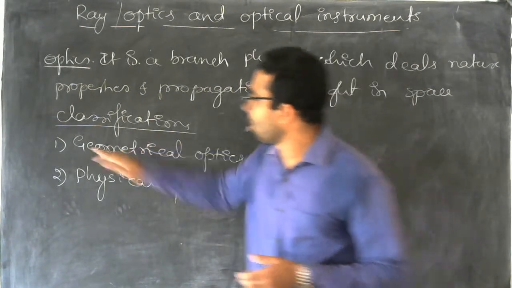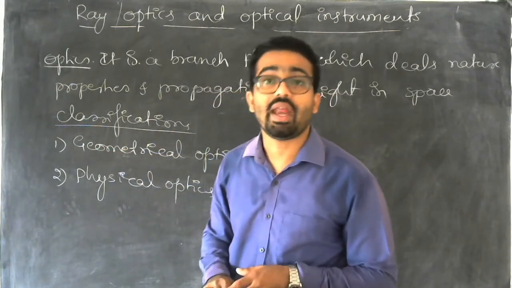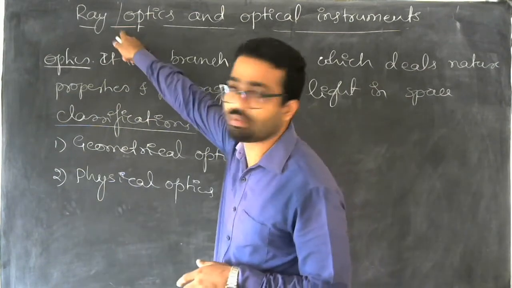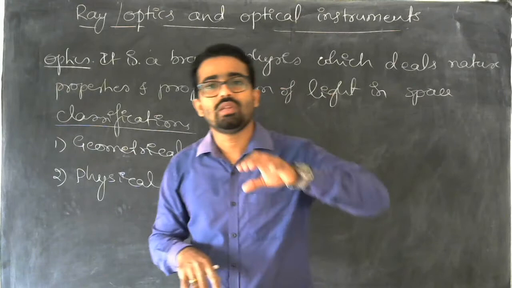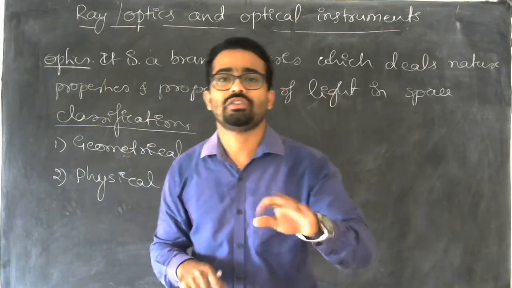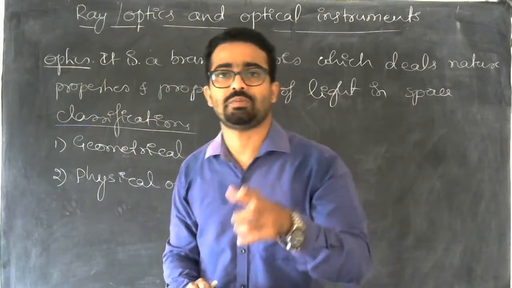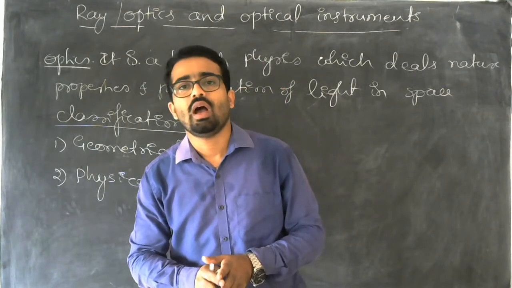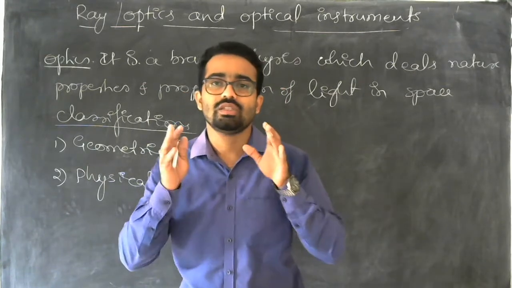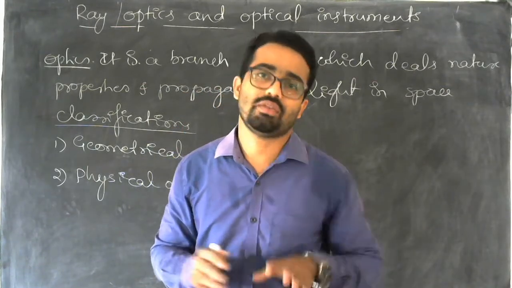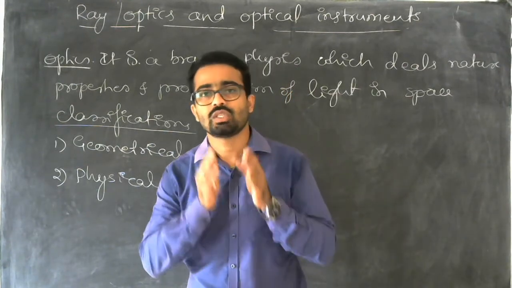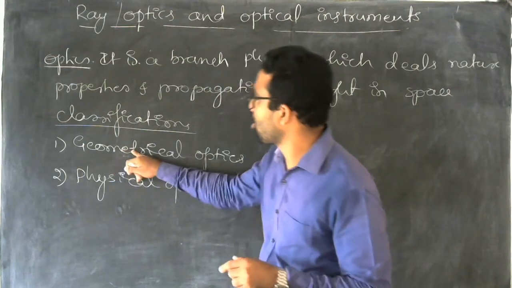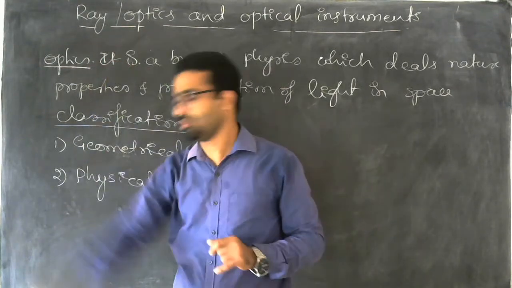So this geometrical optics is also called as ray optics. That is our chapter. So here we will be discussing about the phenomena like reflection, refraction, scattering, dispersion, everything we will discuss. And also we will study about nature and propagation of light with some mathematics. So this is known as a geometrical optics or ray optics.